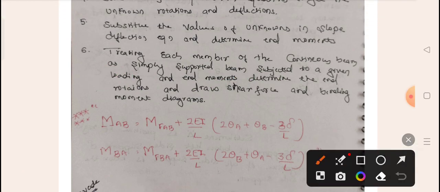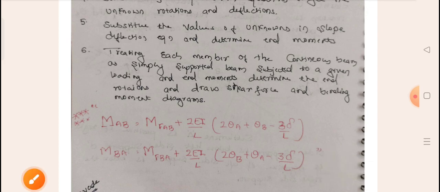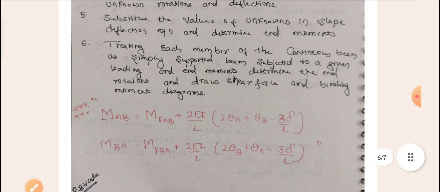that is the tabular column for fixed end moments. If it is a UDL, WL square by 12. If it is a center point load, that is WL by 8. If it is eccentric loading, then it is WAB square by L square. If it is two-point loading, 2WL by 9. Okay, so these are things you are supposed to remember. And if it is a fixed end, the theta value will be equal to 0 for the rotation value.